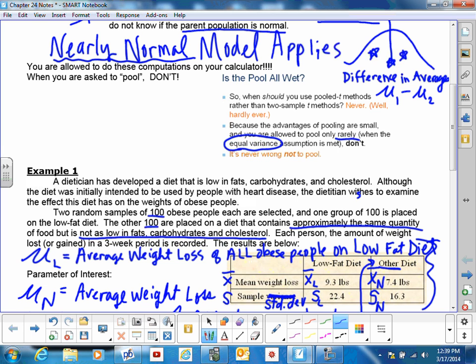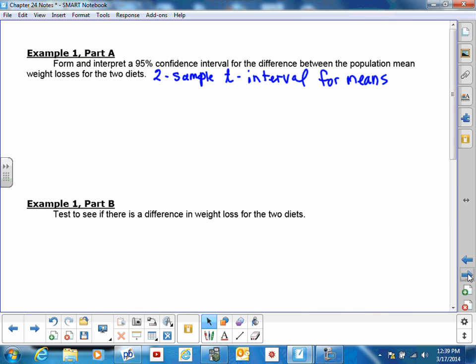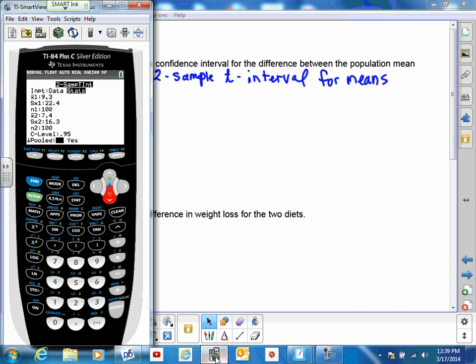When you don't pool, it'll be a little more varied, and that's always safe. It's always safe to give yourself a little more leeway. So it's never wrong not to pool. So we're going to not pool ever. Do not pool. Okay, so there's the story about pooling. Don't pool, calculate, and here's your answer.